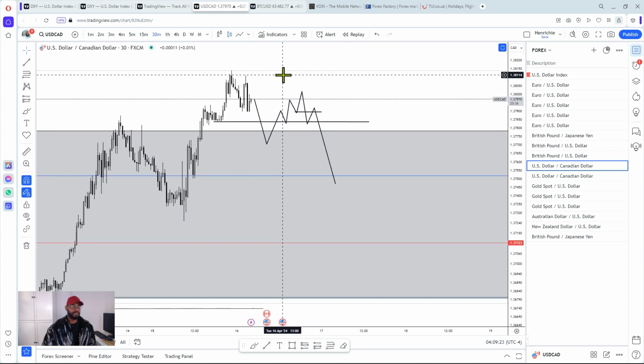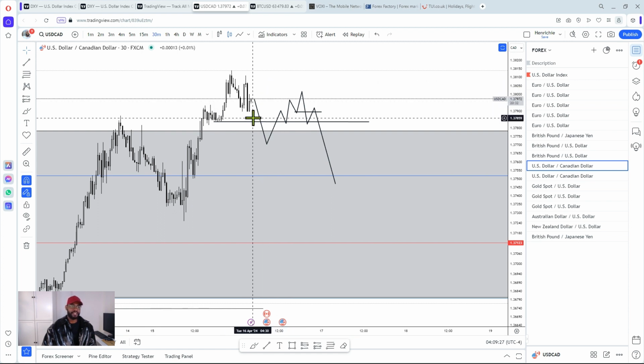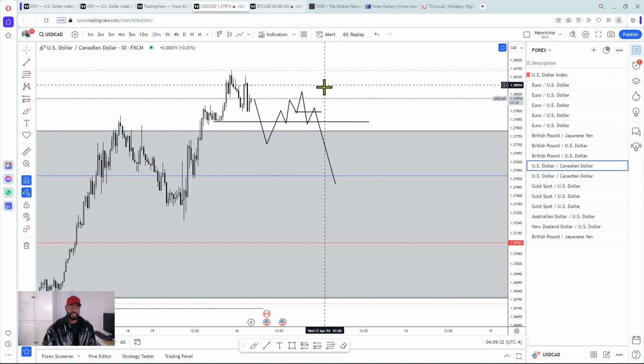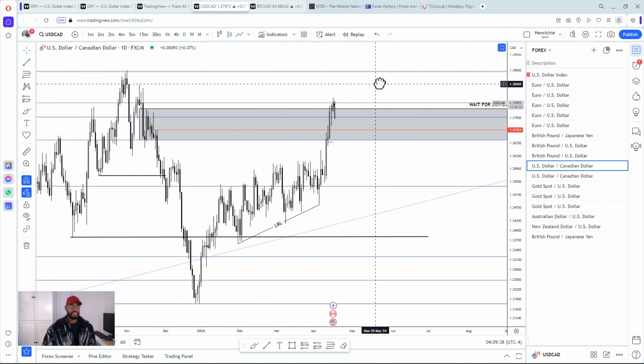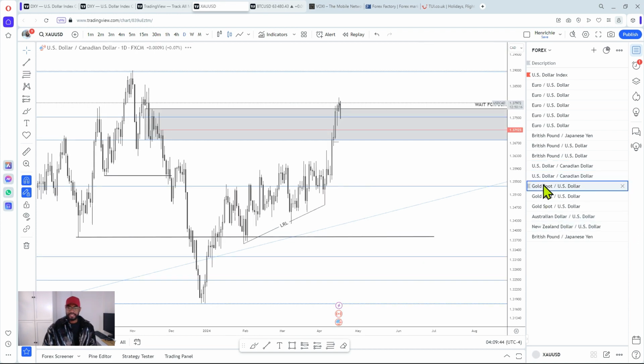I need to see this concept on my chart for me to look for sells. If I don't see it, I'm just going to be on the sidelines, and it simply means that my strategy is not presenting itself to me on the chart, and I'm going to do absolutely nothing. But if I do see this, then I'll be looking for a trade. So that is my analysis on USD CAD, and I'll be watching to see what the market is going to do. The next one we're going to look at is gold.